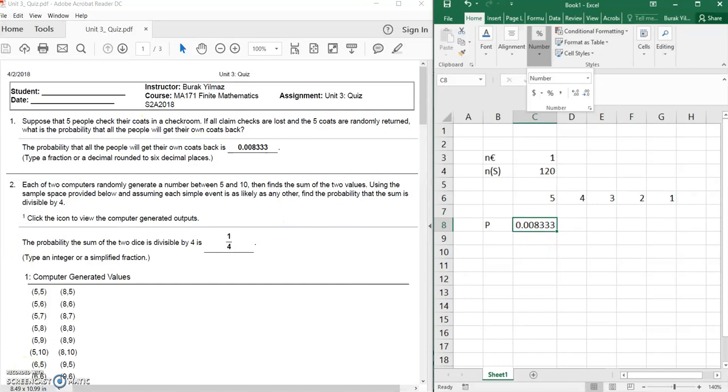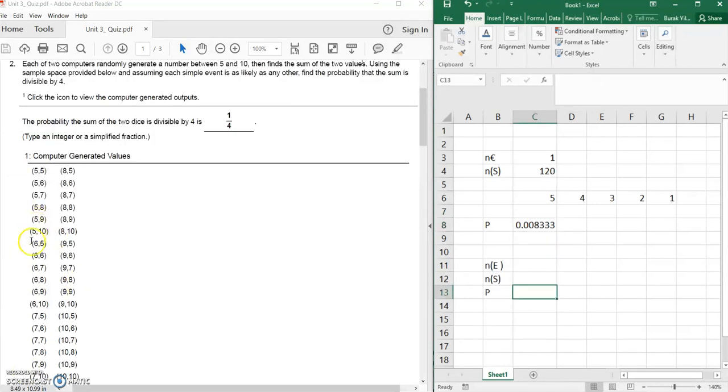Let's go to number 2. So read the question. You'll see that the sample space is given. So all of these pairs of numbers, that's our sample space. So NS is automatically given. All you have to do is just count these pairs. And you'll see that there are 18 rows here and 2 columns. So all of these pairs, there are 36 of them. So that's 36, our sample space.